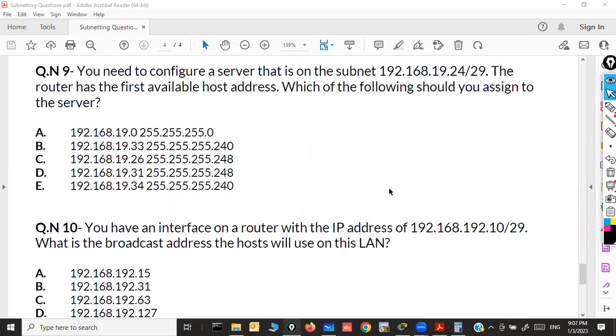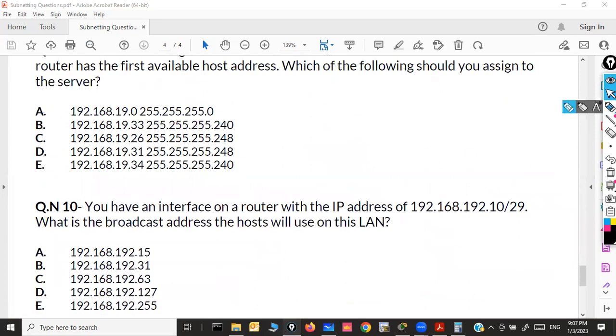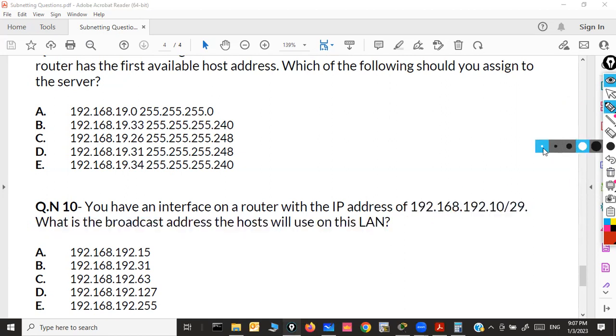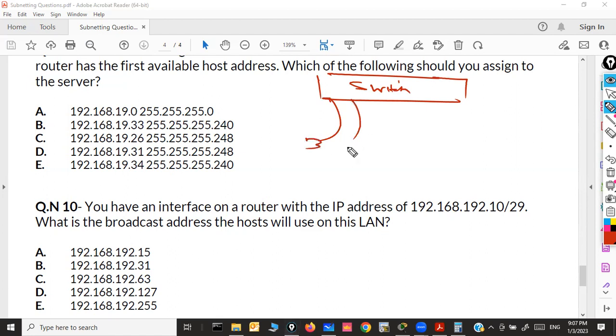All right. So now we have moved to the last question of this assignment. The last question is, you have an interface on the router with this IP. What is the broadcast address the host will use on this client? So a clue is given here. The clue is that a network device, because a router is just like any host device, an end device, in fact, not more than that, right? So if an IP address, let's say here there is a switch, maybe computers, here is the router.